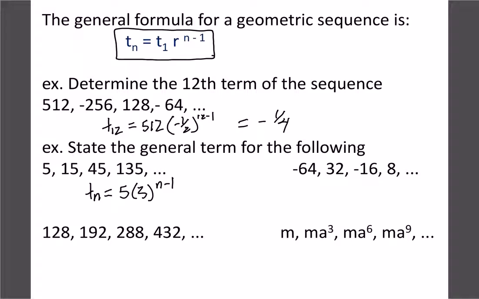Just leave it like that. So let's try this next one. Our first term is -64, and we're dividing by 2, so we'll put that as 1/2 to the n minus 1.